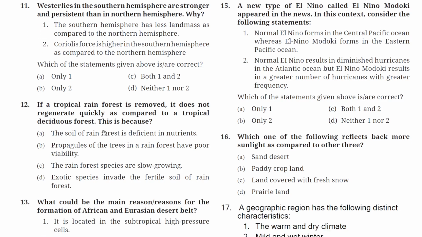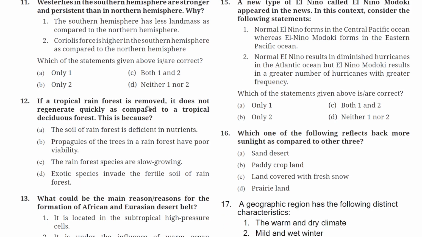12th question. If a tropical rainforest is removed, it does not regenerate quickly as compared to a tropical deciduous forest. This is because the soil of the rainforest is deficient in nutrients. That is the reason it cannot regenerate. If you see the other options, you can easily eliminate them.